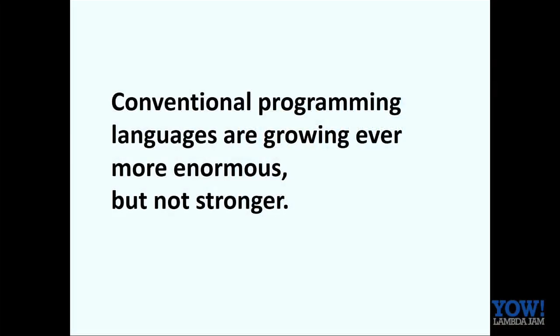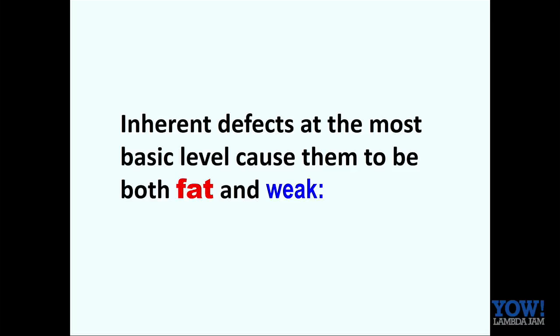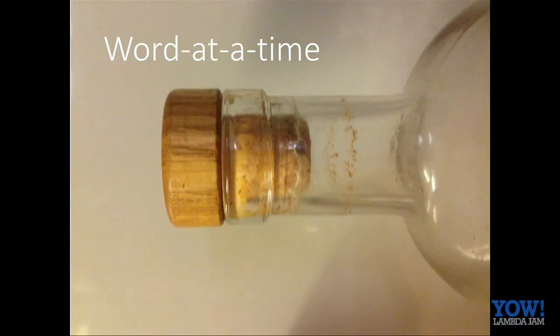"Conventional programming languages are growing ever more enormous, but not stronger." This was before C++ existed. He was thinking about languages like Ada. "Inherent defects at the most basic level cause them to be both fat and weak." It's stirring stuff, isn't it? "Their primitive, word-at-a-time style of programming, inherited from their ancestor, the von Neumann computer."